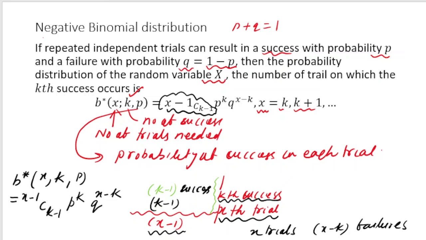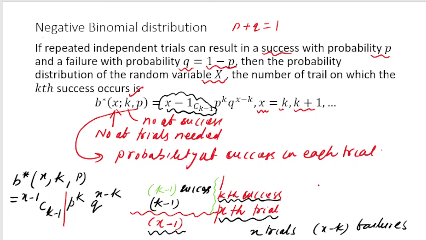I hope this is a basic counting thing. I am repeating this again just to be clear about the formula. What is this value x minus 1 c k minus 1? This is just the number of ways of selecting k minus 1 things out of x minus 1 things. So if we have to get k minus 1 successes in x minus 1 trials, that may happen in x minus 1 c k minus 1 ways.